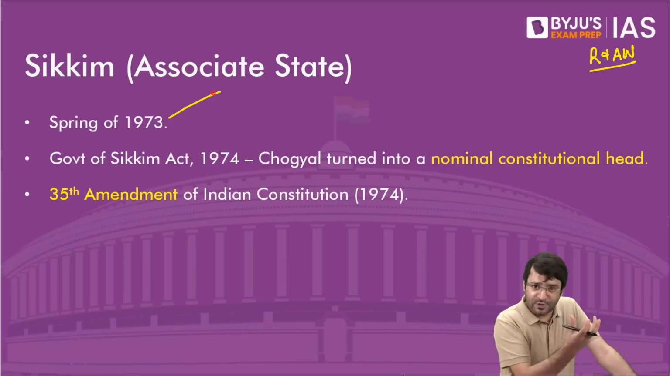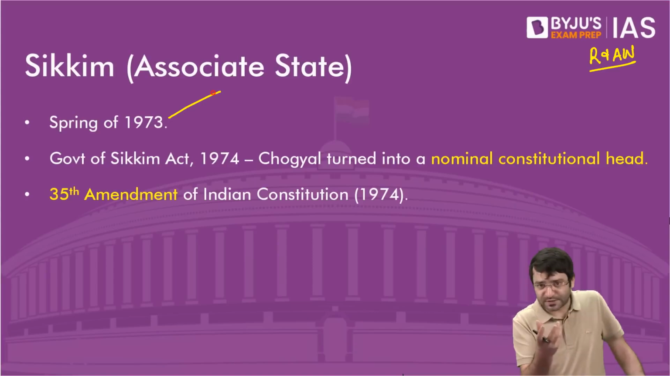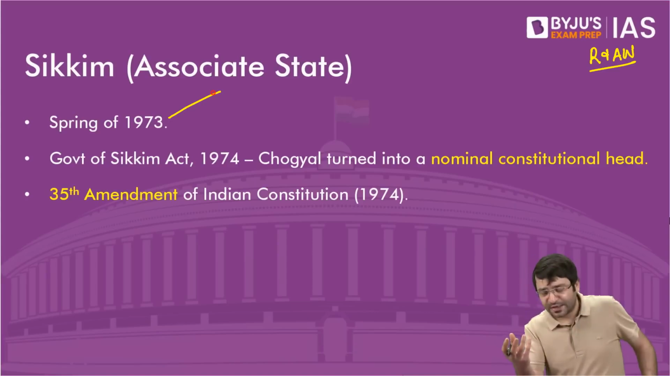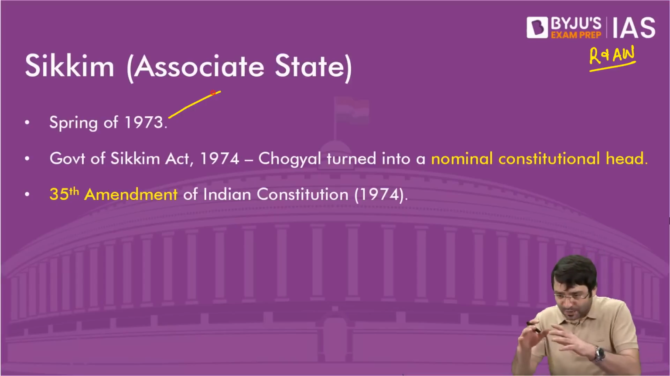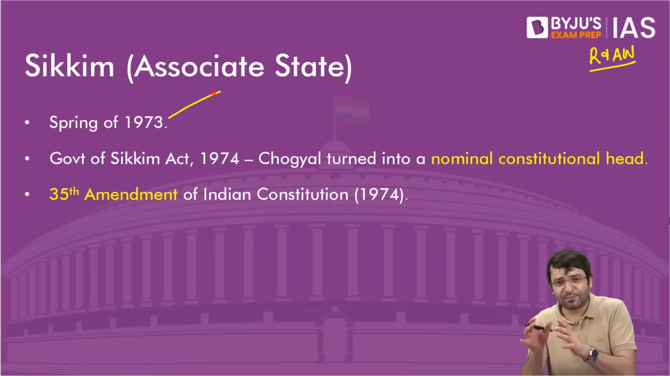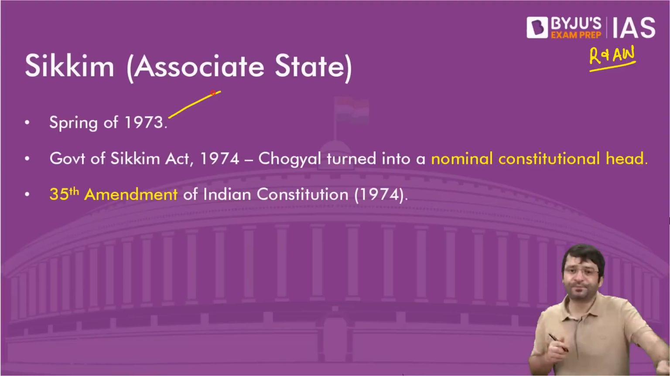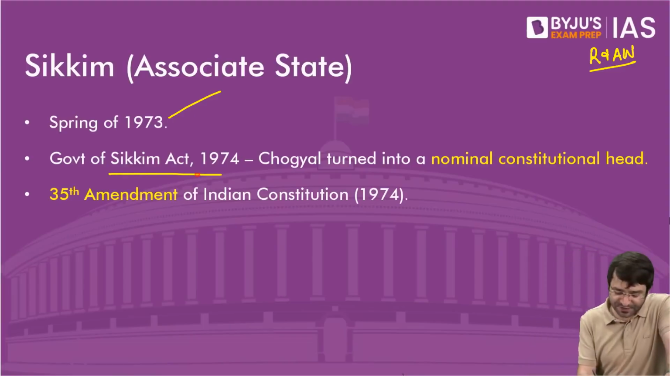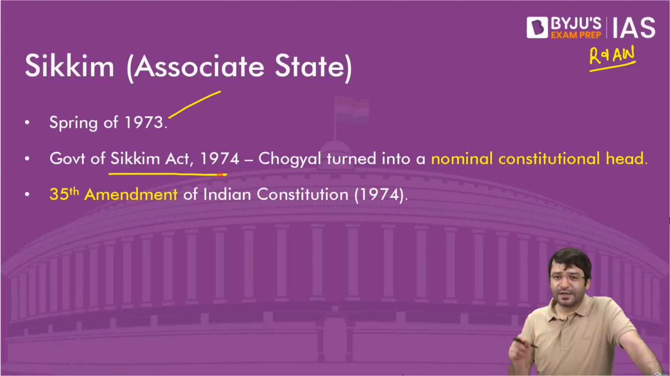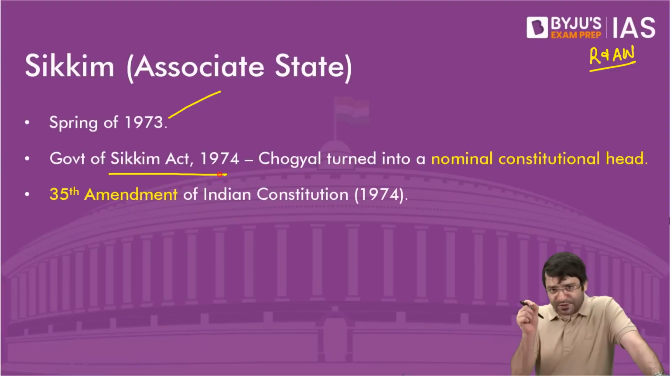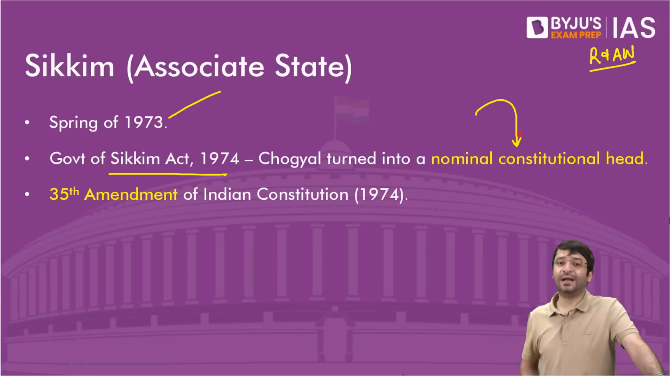Complete institution monarchy. Now there are protests. Now there are elections. And a pro-India political party is winning the election, Sikkimese Congress. And now once this pro-India political party is winning the election, they pass a law known as Government of Sikkim Act 1974, according to which they convert the institution of Chogyal into a nominal constitutional head.